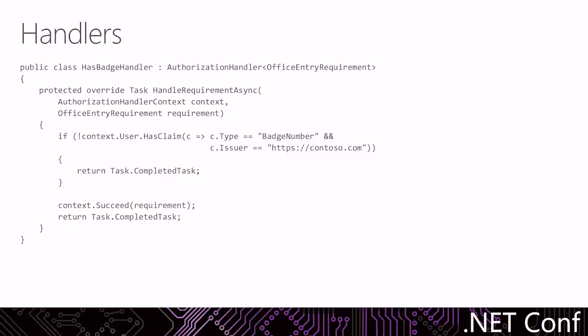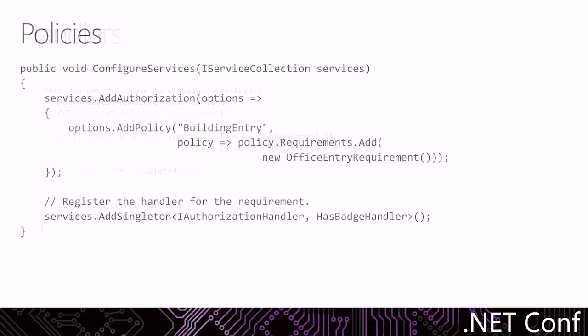I'm going to do whatever work it needs to take to make a decision to see if I can fulfill that requirement. And if it is, I'm going to call context.Succeed. If it fails, I'm going to do nothing, because there may be multiple handlers, remember. So another handler could fulfill this requirement based on the user. And then for policies, when we're adding authorization, we do options.AddPolicy. We give our policy a name, and then we add all our requirements. And like I say, we remember to register the handler for the requirement.